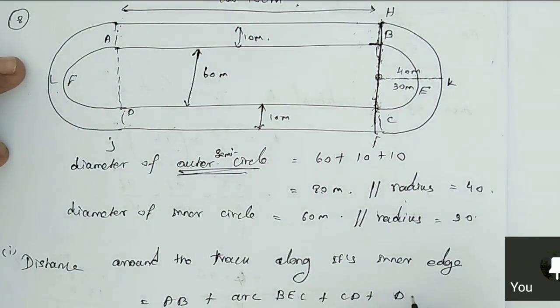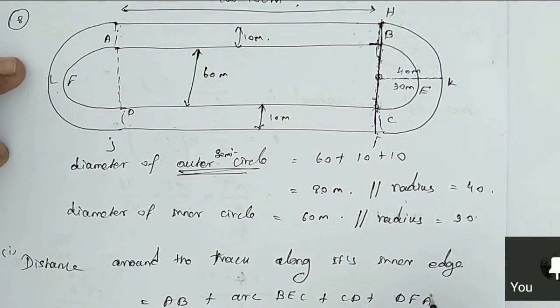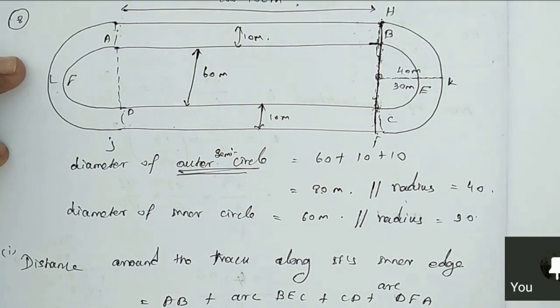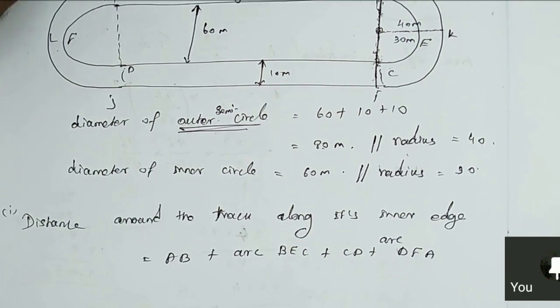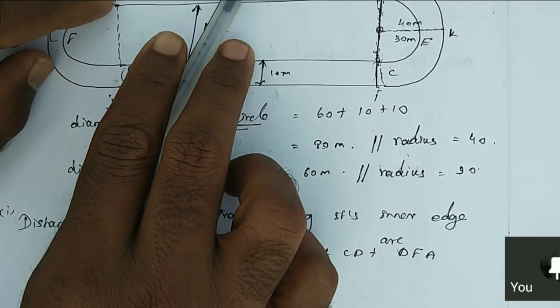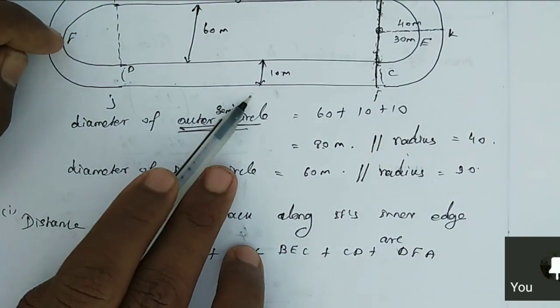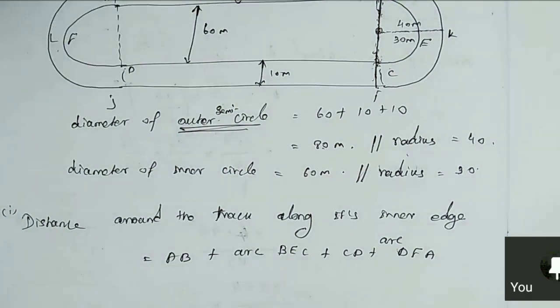DFA. Clear? That is, we are finding the perimeter, nothing to worry. We should add 106 plus this arc length, plus again 106 plus this arc length. That is the answer, right?